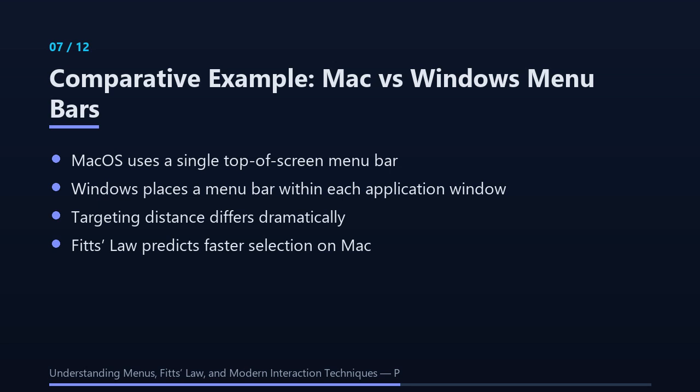Empirical studies have shown that the macOS menu can be selected roughly 5 times faster than its Windows counterpart, confirming the predictive power of Fitts' law. This example underscores how a simple layout decision can have a measurable impact on efficiency.